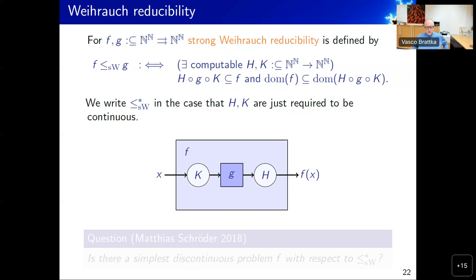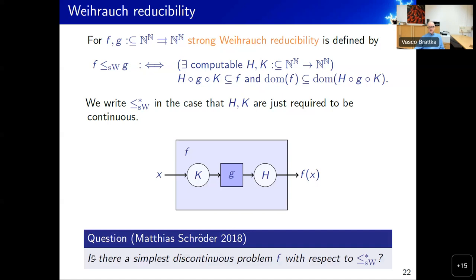Let me quickly speak about one problem that I was working on myself. You can ask now, for instance, a question such as the following: is there a simplest discontinuous problem with respect to that reducibility? I should mention here that there are different versions of this reducibility. The most used reducibility is the one where we have computable translations here. So the input and output modification is established by computable maps, but we could equally well use continuous maps K and H here. And in that case, I denote the reduction with the star here.